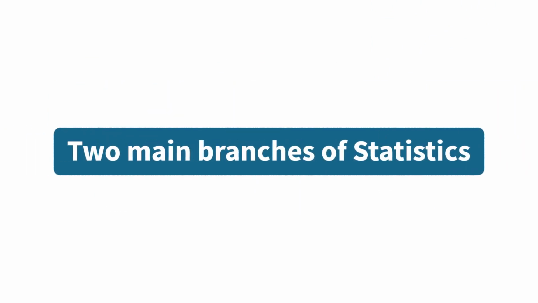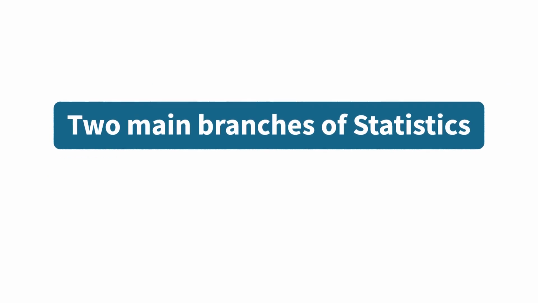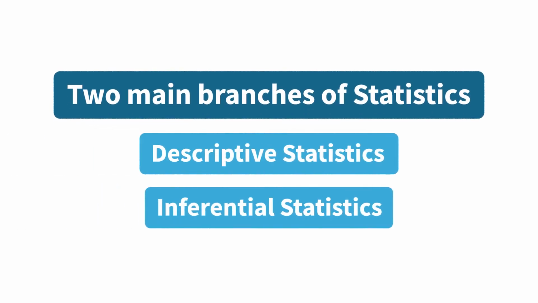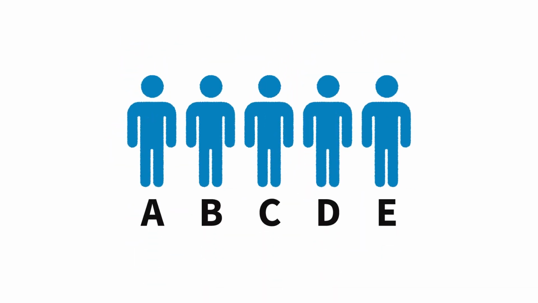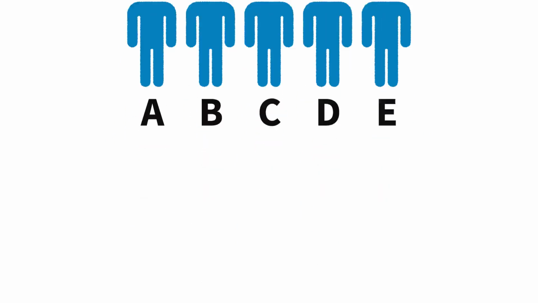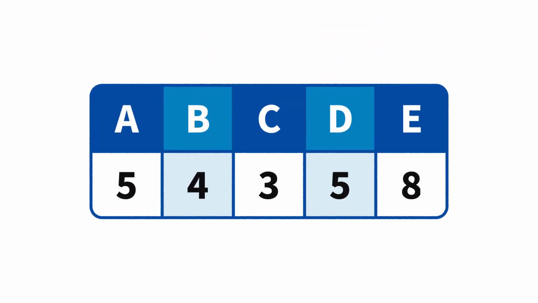There are two main branches of statistics: descriptive statistics and inferential statistics. How are they different? Let's say you have 25 friends, and you want to know their daily social media usage, but you didn't have enough time to get all their data. So you got the data of just the 5 of them. Here, we have a set of numbers that show the daily social media usage by those 5 friends of yours. Let's consider this as our sample data.